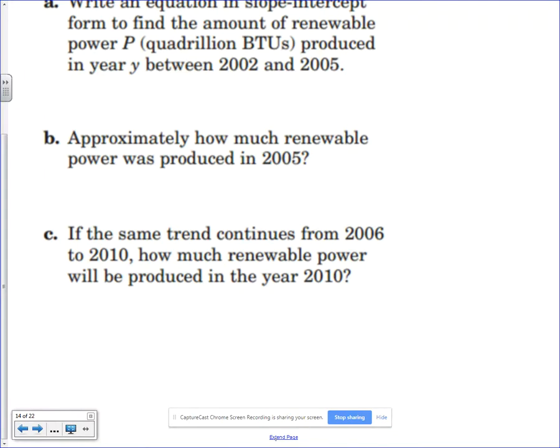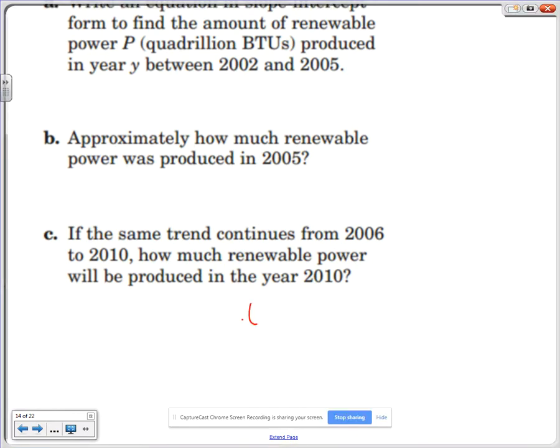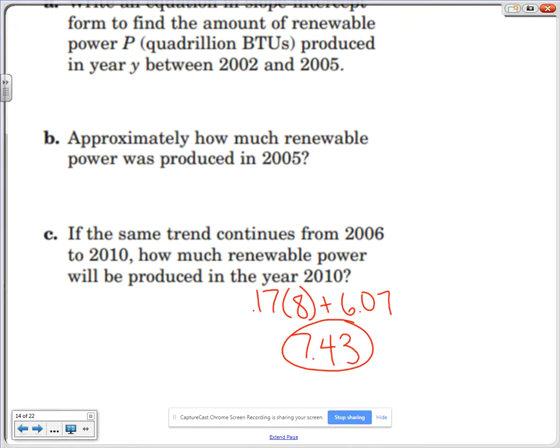8. So I'm going to plug in an 8. So what was it, 0.17? What was it, 6.07? Do I remember that right? So what do you get there? 7.43. And remember, this is quadrillion BTUs. So do you see how we had to use the year they started in and figure out how many years went by to plug in? Okay.